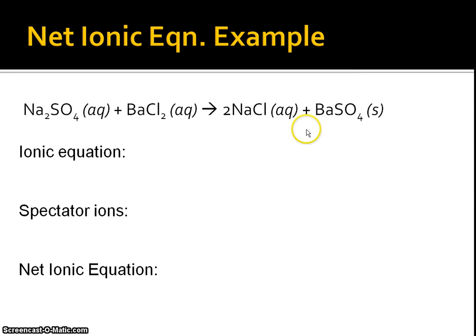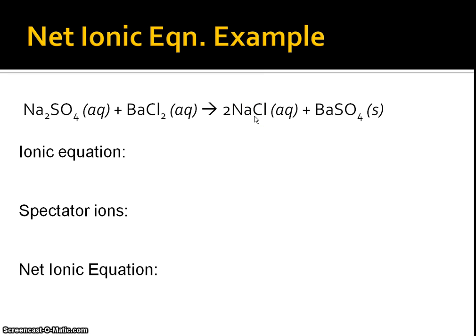If you're reviewing, keep in mind the spectator ions are the things that started as AQ and ended as AQ. So notice that sodium was part of an aqueous compound here. It's also part of an aqueous compound here. So sodium didn't really change from one side to the other, which means that it's a spectator ion. Same thing for chlorine. It started as AQ and ended as AQ. The barium and the sulfate both started as AQ, but notice that they ended as a solid, which means they changed, and that's important. So we're going to keep the solid.